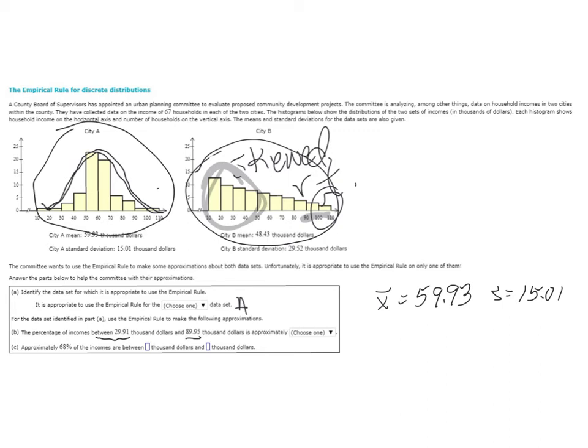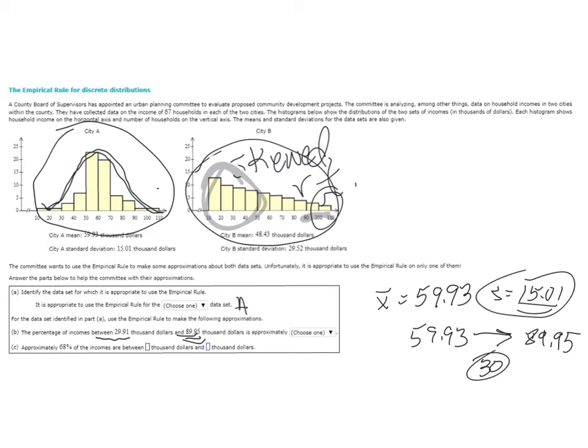There's 59.93, this is my middle number, and I want to get to 89.95. I want to get to this number right here on the big end. How many of these do I need to add to go from 59.93 to 89? I'm looking, that's about a difference of 30, right? From 59 to 89 is about a difference of 30. That's going to be 2 of those standard deviations, okay? 2 standard deviations.